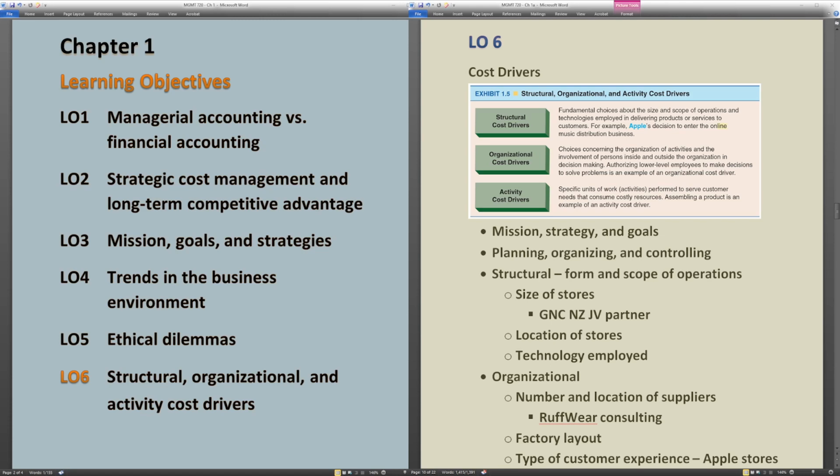And so by being able to not have to overlap as far as our store size, it worked out pretty well as a joint venture partner.